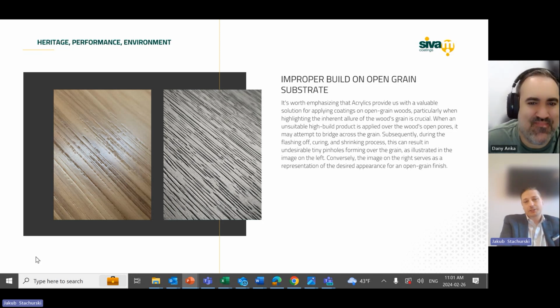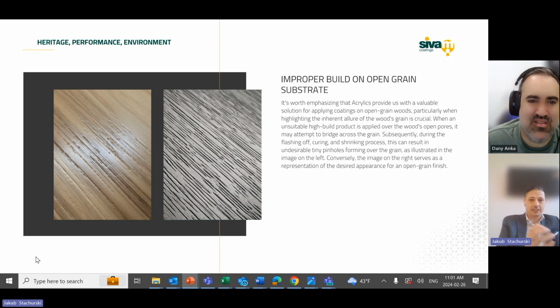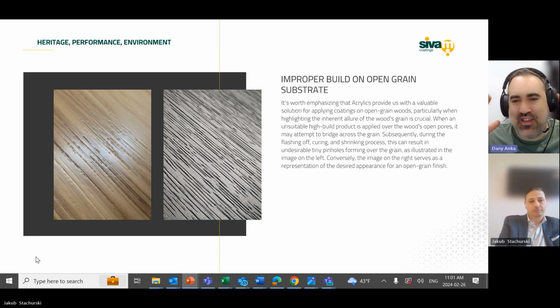In the right picture, if you're going for that open grain look, you will use an acrylic that lays tightly down to the grain and really highlights the structure of the open pore grain. So I would say that's the main difference, the difference to really understand about these two different coatings. Oh my God, it's so much clearer now.